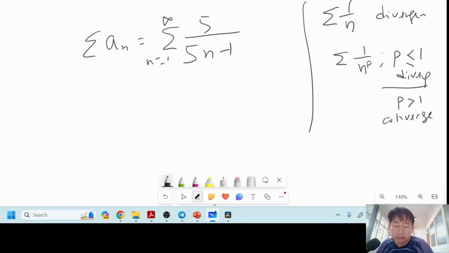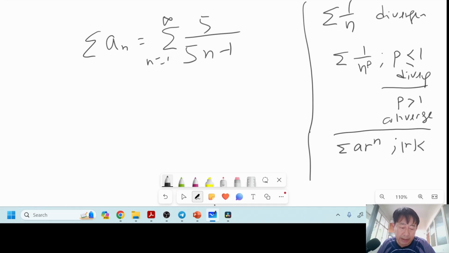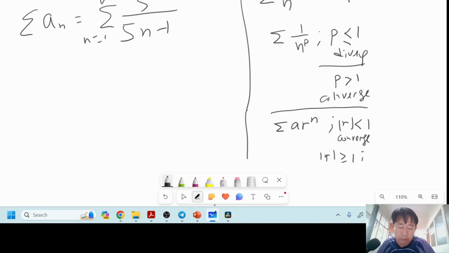The other series that we know of their convergent properties is the geometric series. The geometric series will converge if the ratio magnitude is less than 1. If the magnitude of the ratio is equal to or larger than 1, then it will diverge.